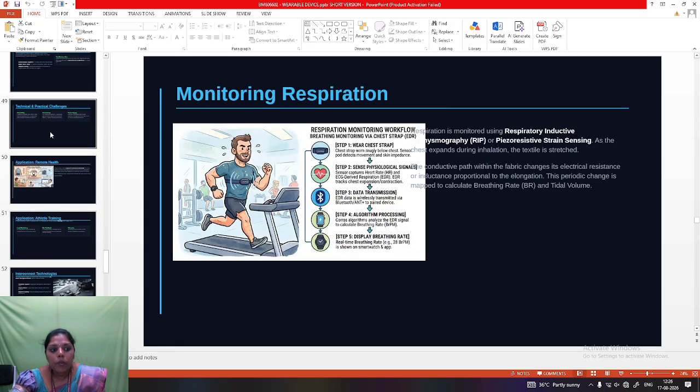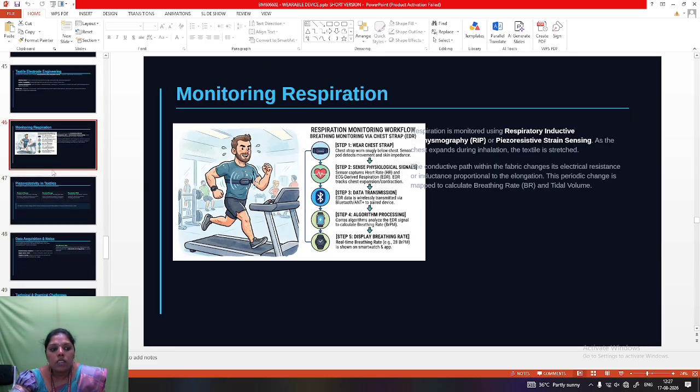Next, monitoring respiration. Respiration monitoring workflow: wear the chest strap, sense the physiological signal, data transmission, algorithm processing, display breathing rate. The vibration monitored is respiration, using inductive plethysmography or piezo-resistive strain sensors that stretch as they expand during inspiration in the textile structure. The conductivity path of the fabric changes, and electrical resistance is proportional to the strain. Periodic changes are mapped to calculate breathing rate and tidal volume.